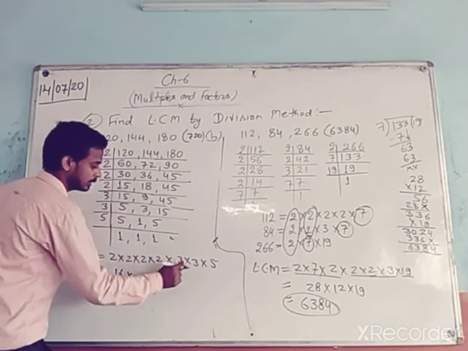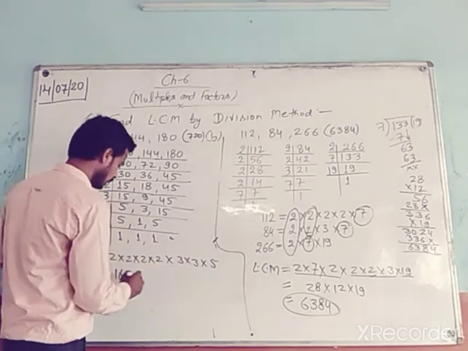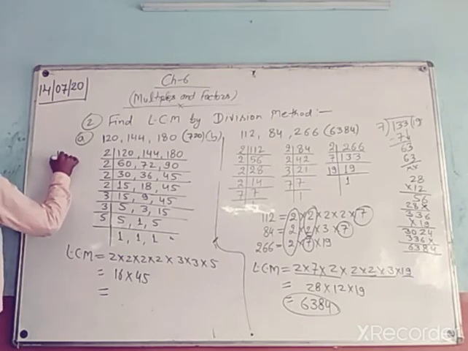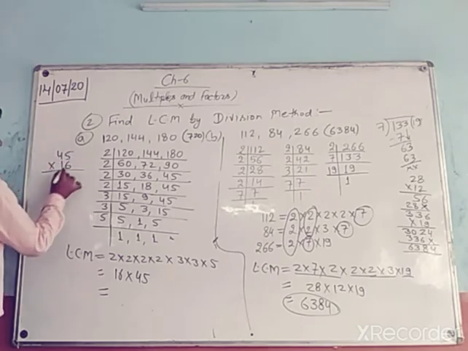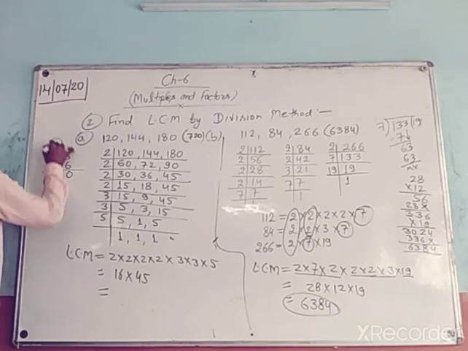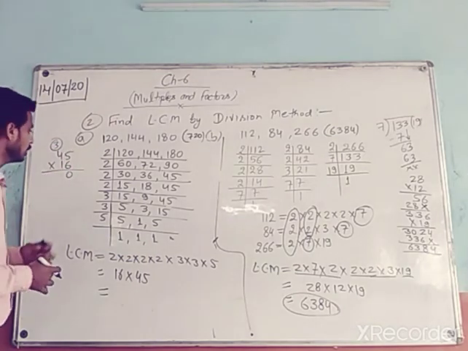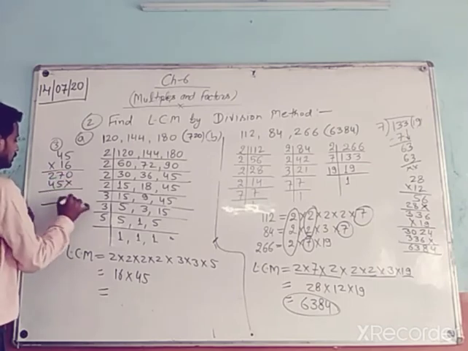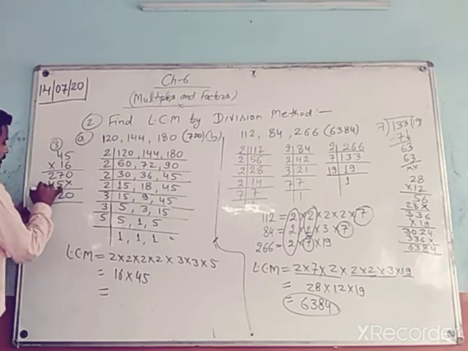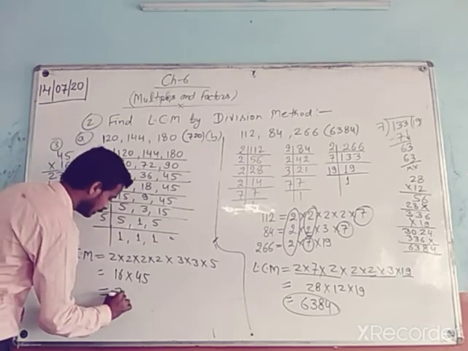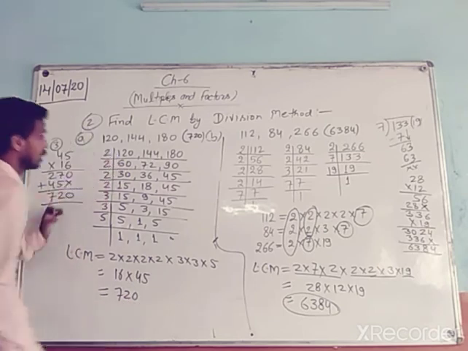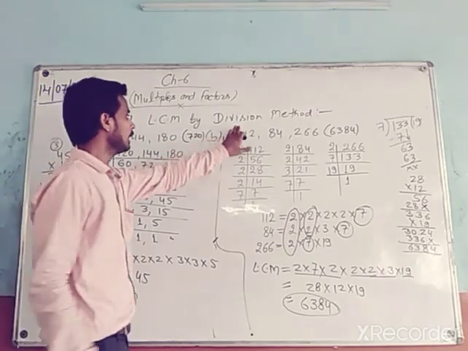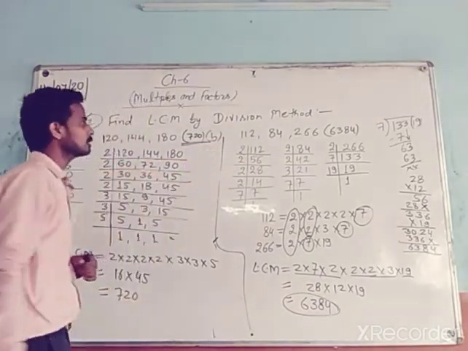2 to the 4 is 16. 16 multiplied by 3 3s is 9, 9 5s is 45. Now multiply 16 by 45. 6 5s are 30, carry 3. 6 4s are 24, 24 plus 3 is 27. Now 45, 0, 2 and 7. So the LCM of 120, 144 and 180 is 720 by the division method, and we have this answer by the PFM method also.